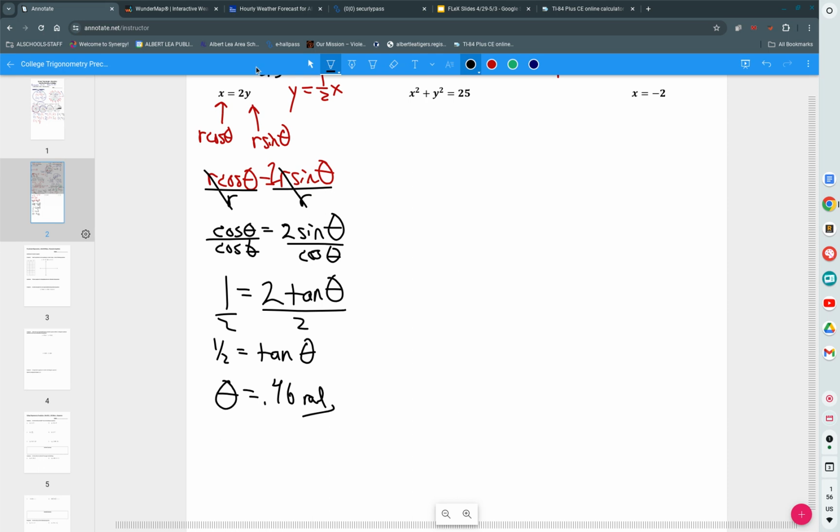We're going to plug in r cosine of theta for x, and we're going to plug in r sine of theta for y. And so when we square, we get r squared times cosine squared of theta plus r squared sine squared of theta is equal to 25. I don't know about you, but that looks kind of bulky, doesn't it? But there's a little trick here. What can I factor out of both those terms? And I get cosine squared plus sine squared.